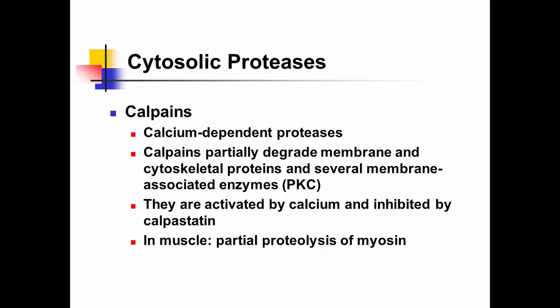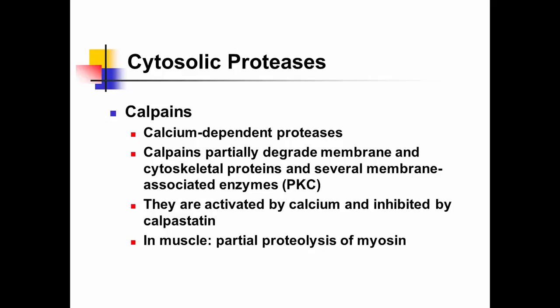So calpain can usually degrade cytosolic proteins, and in some conditions calpain is not active, right? We don't want it to always degrade protein. So the two things can regulate calpain activity. One is calcium. Calcium actually activates calpain's activity. And the other factor is an inhibitory protein called calpastatin. Calpastatin is the inhibitor of calpains.